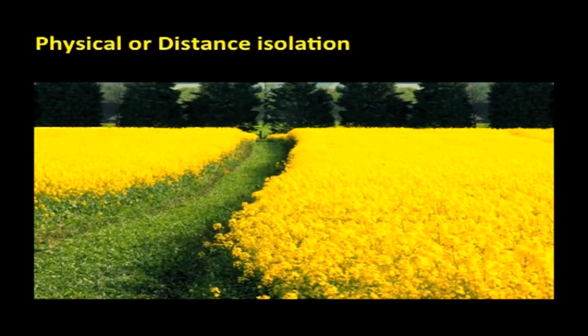First one is physical or distance isolation. It is expressed in meters. For example, self-pollinated crop require minimum isolation distance. For paddy, it is 3 meter, and for cross-pollinated crop, it require maximum isolation distance of 1000 meter.